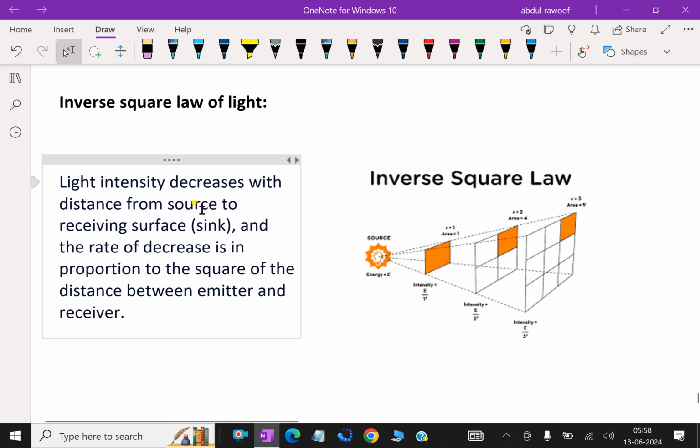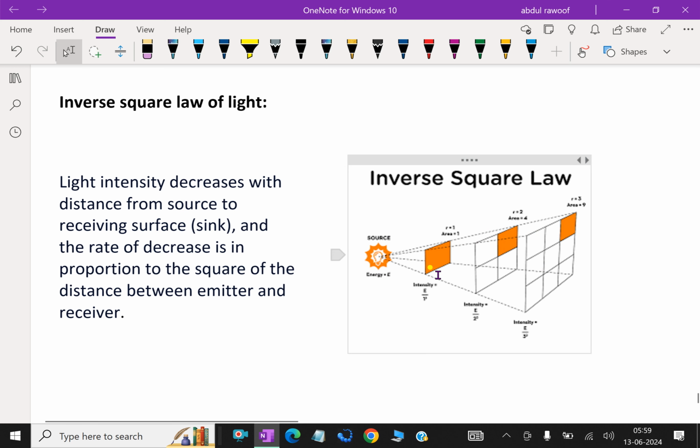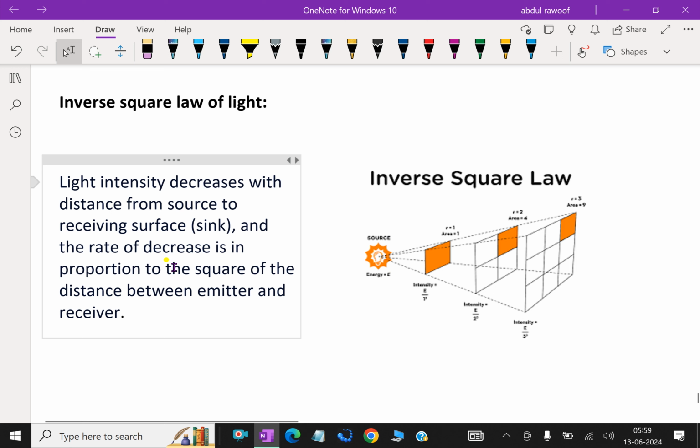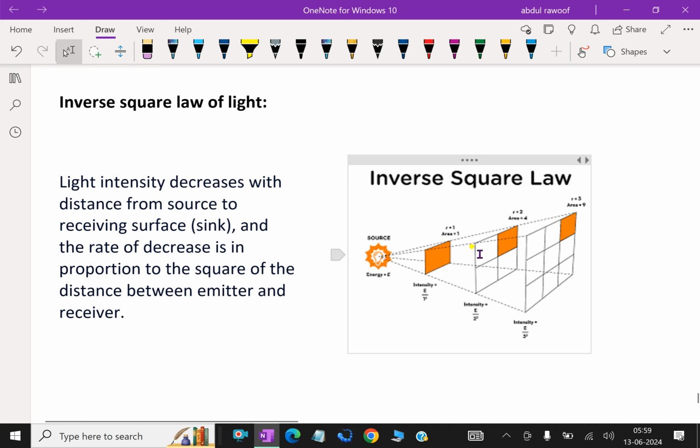The light intensity decreases with the distance from the source to the receiving surface, and the rate of decrease is in proportion to the square of the distance between emitter and receiver. That means the intensity varies inversely with the square of its distance from the light source.